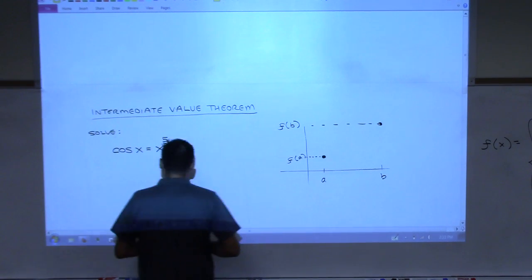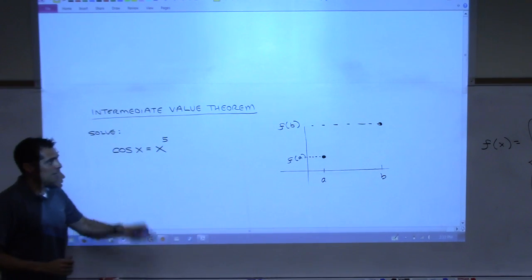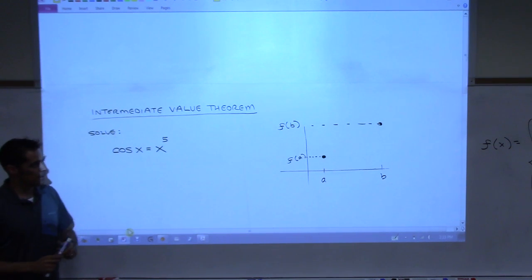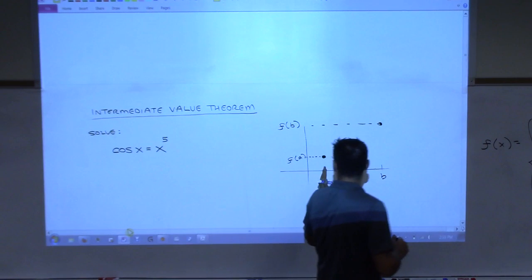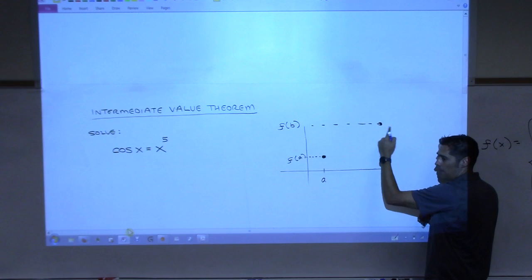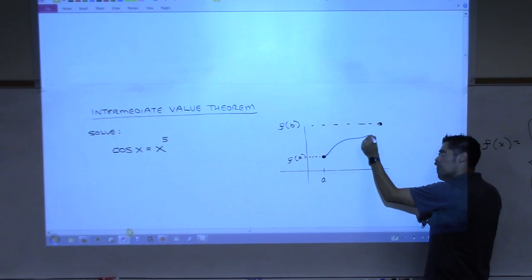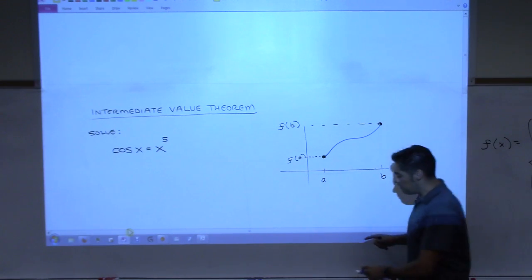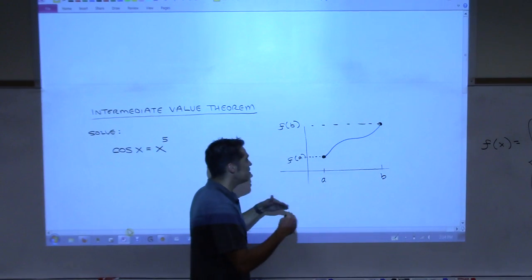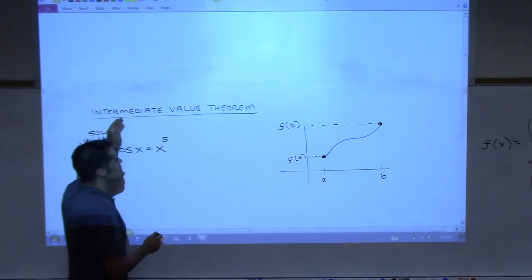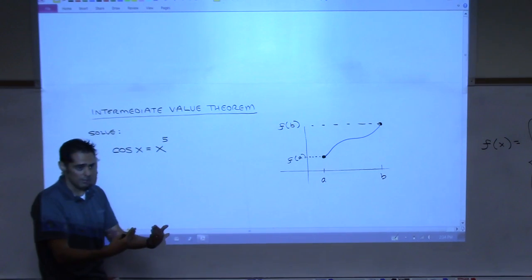The intermediate value theorem states that if you have a continuous function, it must be continuous. If I have a continuous function between a and b, so I have to be able to go from here to there without picking up my pencil. Okay, there it is. There's a continuous function. If this is continuous, I must achieve every value between these two. Every intermediate value must be achieved.